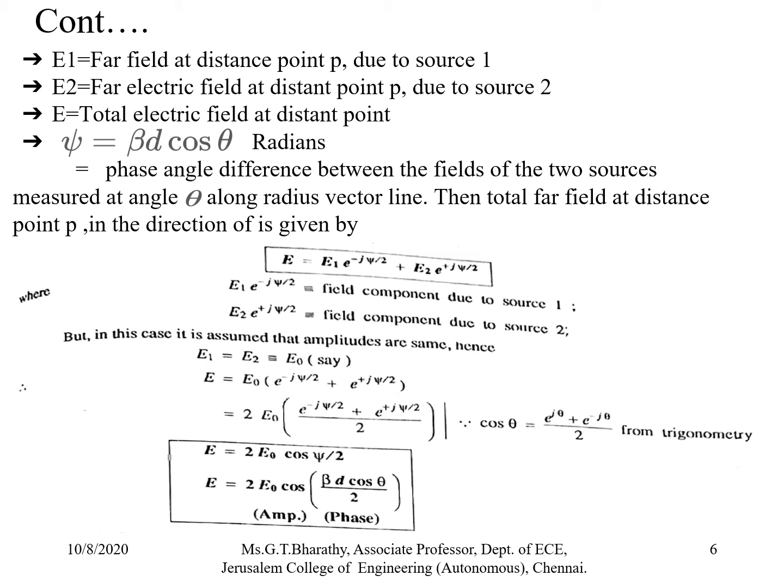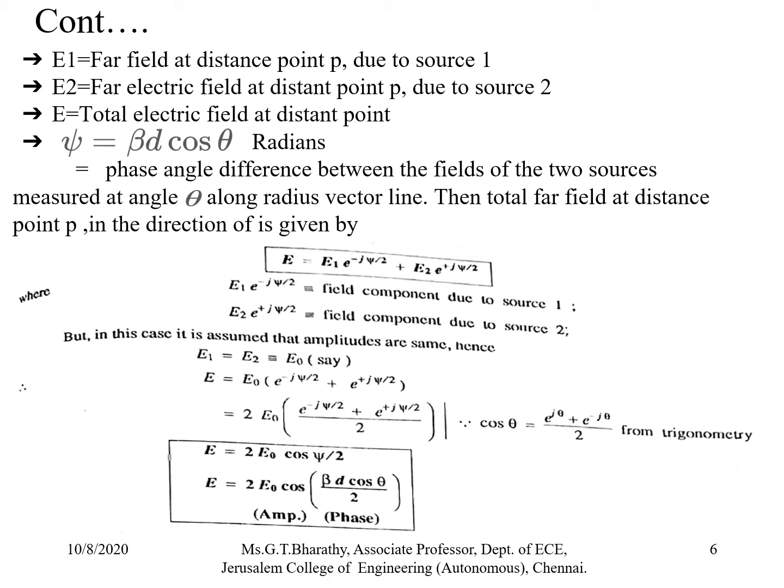So we have two sources. Let us assume that E1 is the far field at a distant point P due to the source 1, and E2 is the far field at a distant point P due to the source 2. And let us calculate the total electric field at a distant point as E. And we know that the phase angle difference between the fields of the two sources is psi, given by beta d cos theta, given in radians.